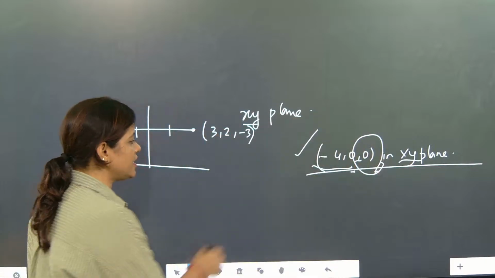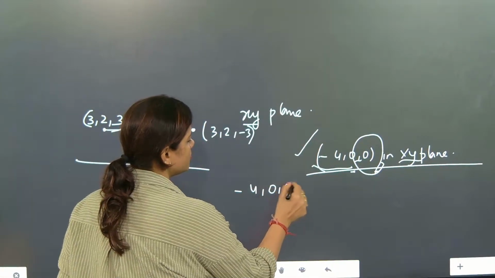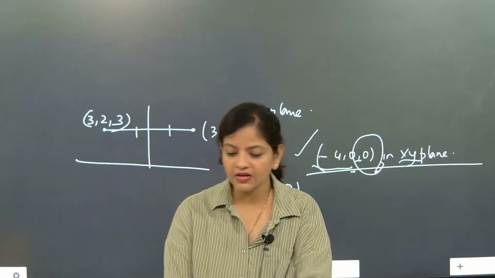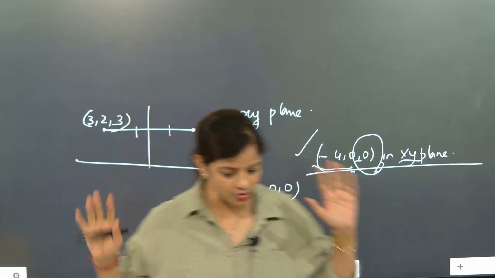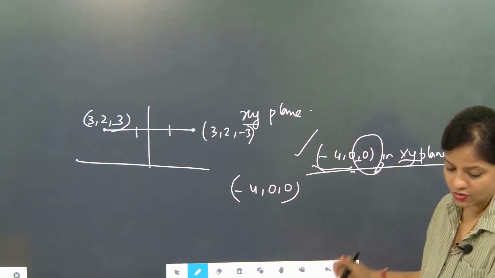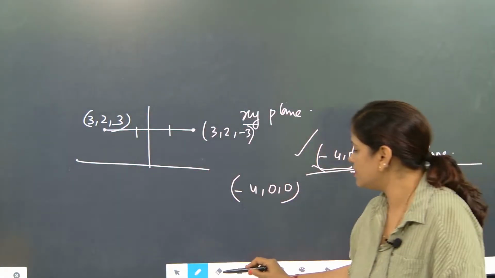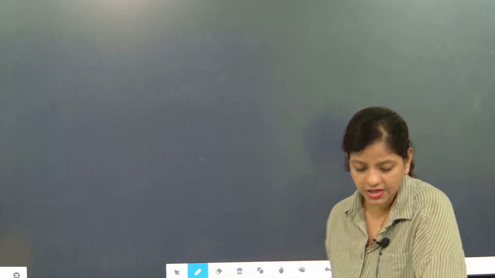So the answer remains the same: -4, 0, 0. I hope, Sujata, you might have understood. It will not be +4. Now you understood. Okay, fine. Thank you so much. So you need to understand like that only. Whatever values are there, you need to be careful. I think Siddharth, all the answers he gave are correct.